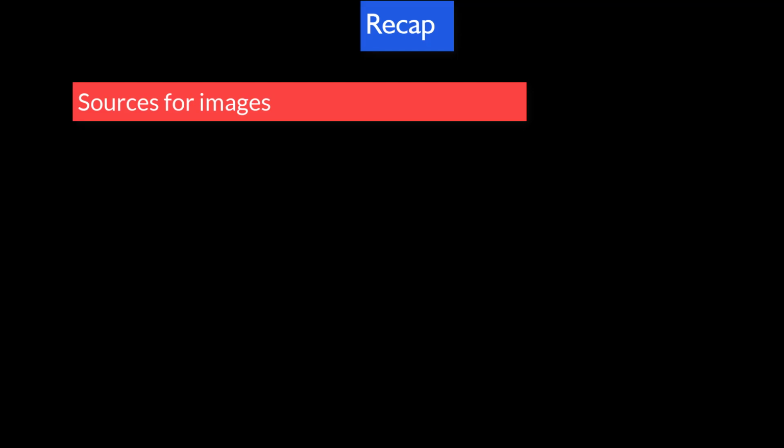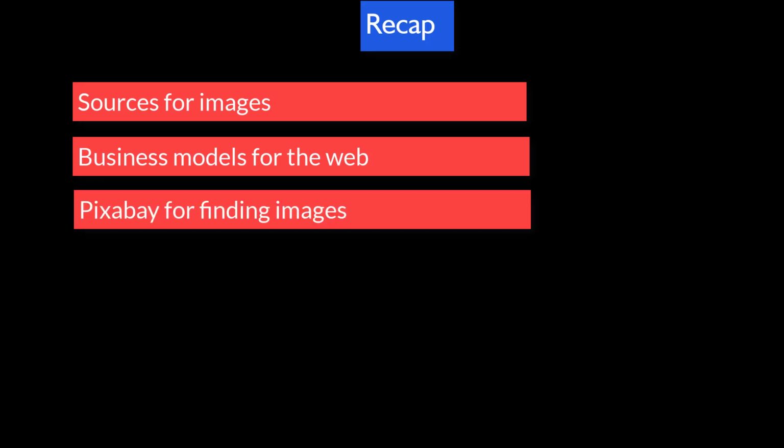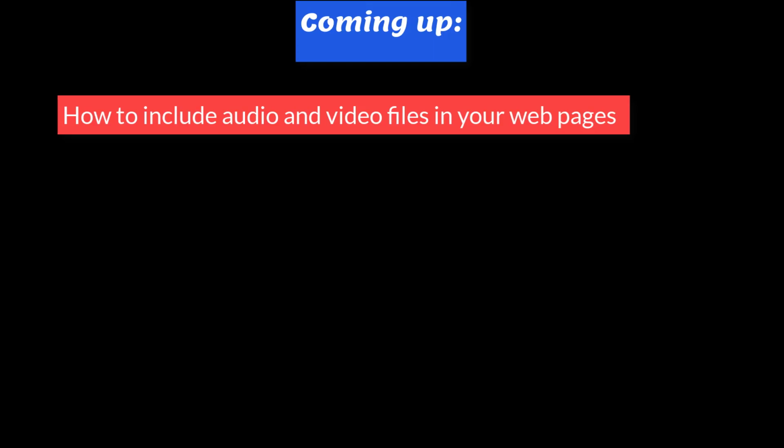In this session, we looked at the various sources of images, described several of the business models for the web, and pointed you to two resources: Pixabay as a source of images and IrfanView as an application to work with images. In the next lesson, we explore how to include audio and video files on your web pages.